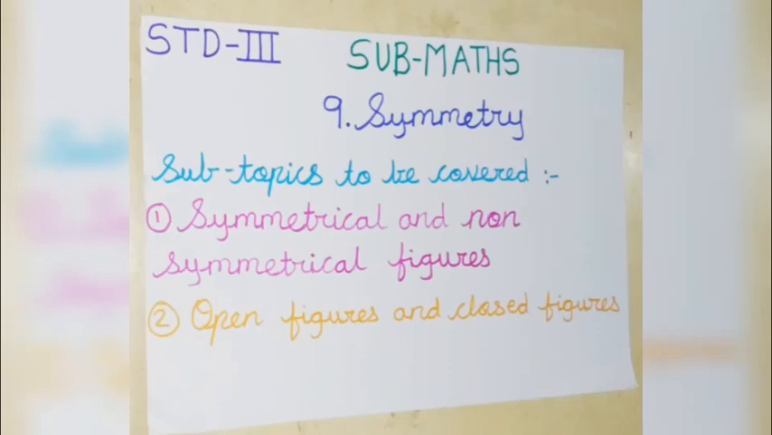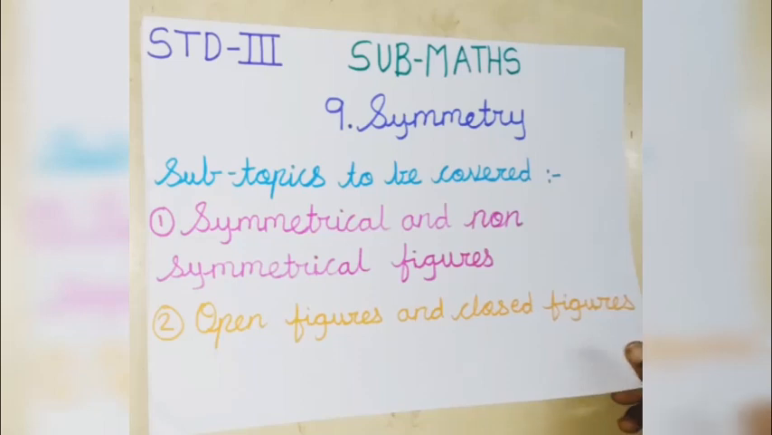Children, what do you mean by symmetry? Yes, symmetry means similar. जो चीज थोड़ी हमें similar लगती है वो होती है symmetry. Children, in this lesson we are going to learn about symmetrical and non-symmetrical figures. We will also learn open figures and closed figures. So children, let's start.